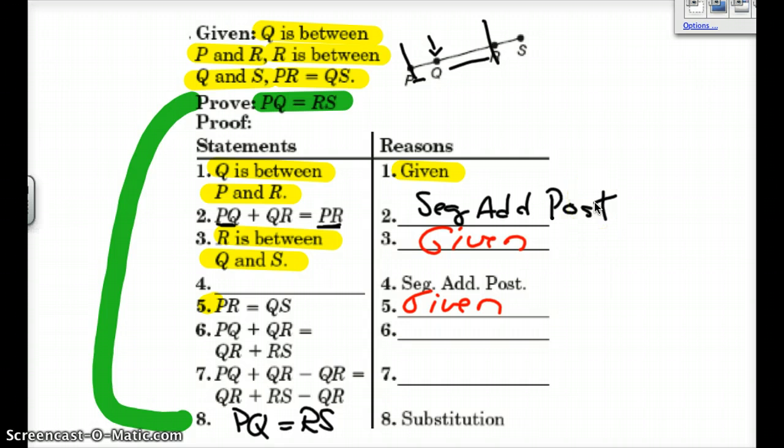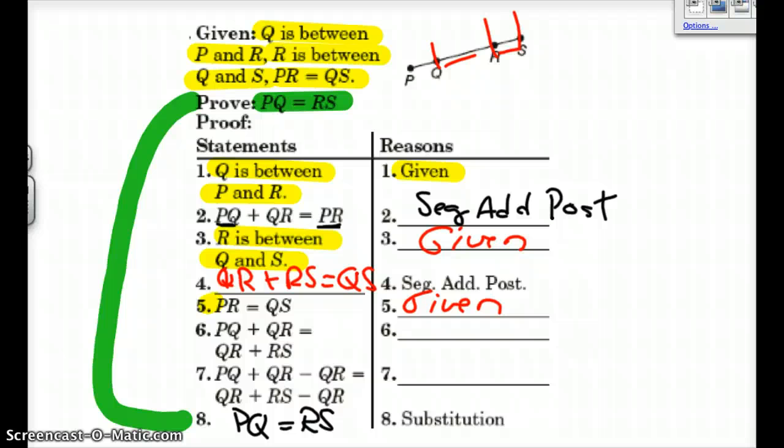Next, they are saying you have R between Q and S. So do you guys see QR and RS equals QS? QR and RS equals QS. That's another segment addition postulate.